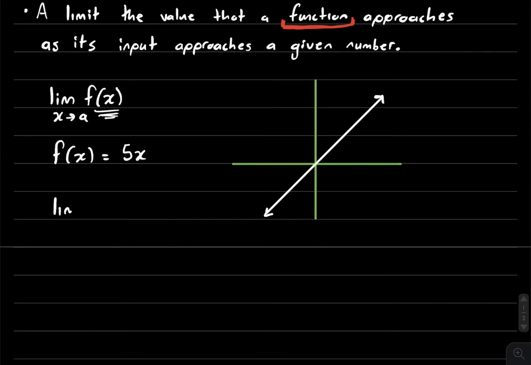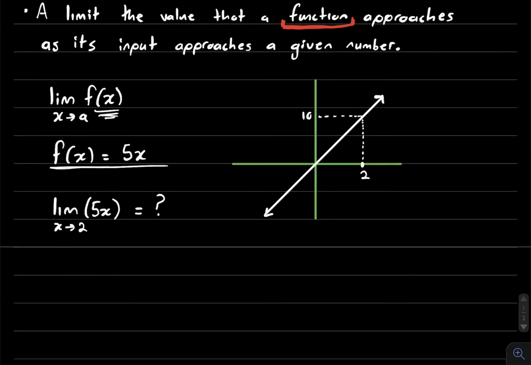Let's say that we wanted the limit of 5x as x approaches, let's say 2. What is this equal to? What does it mean, first of all? Basically, it's saying, what does 5x approach as x approaches 2? We know that when x is 2, 5x is equal to 2 times 5, which is just 10. Okay? So you're just plugging it into the formula here for f of x.